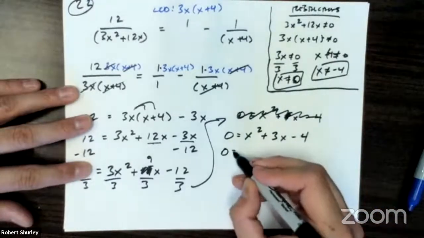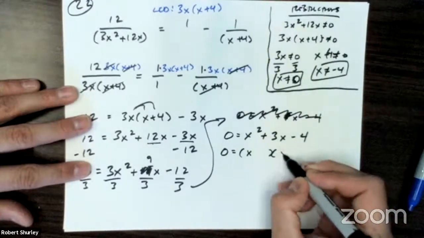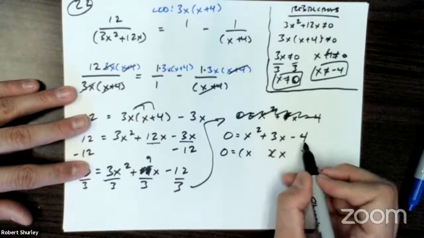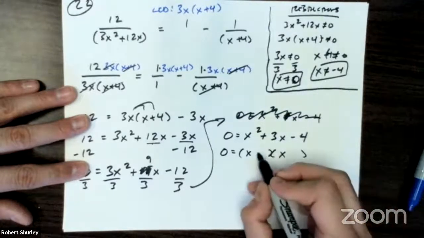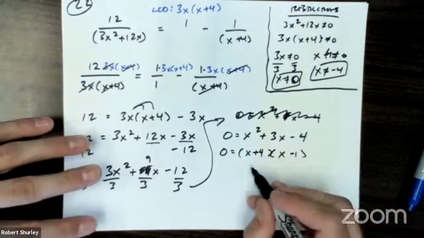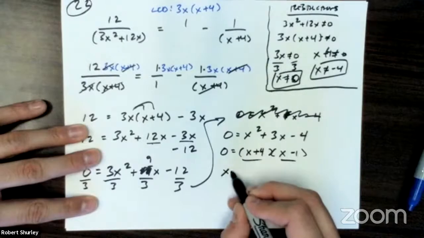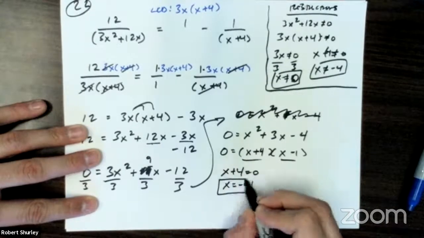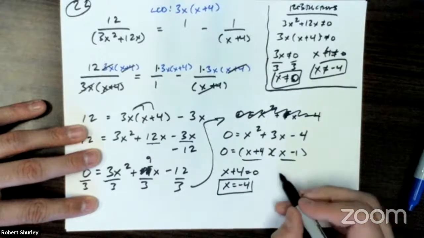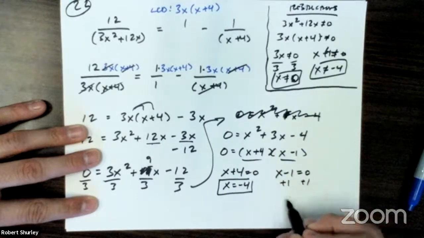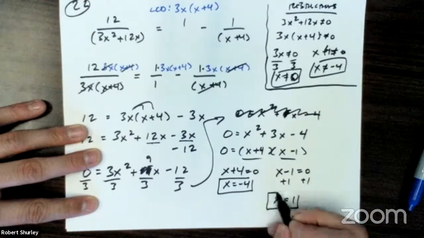So I'm going to get x. Remember, this is the easy factoring because x squared is by itself. I got to get it to add up to 3, multiply to give me negative 4. It's going to be a positive 4 and a minus 1. So I set each one of those equal to 0. X plus 4 equals 0, so x equals negative 4. X minus 1 equals 0, so x equals a positive 1.